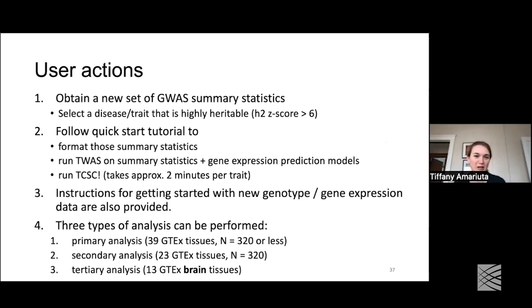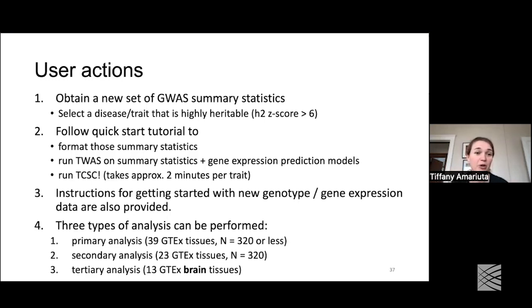So if a user has a new set of GWAS summary statistics, for example, that weren't analyzed in our preprint, and they wanted to know what is the most likely causal tissue for this trait, what they can do is arrive with their new set of GWAS summary statistics. We recommend that the disease or trait does have a high SNP heritability that's significantly greater than 0 and preferably a z-score greater than 6. This was a criteria that we used for the traits that we analyzed in our paper. You just want to make sure that there's enough of a genetic component that when you try to partition it across tissues, you have power.